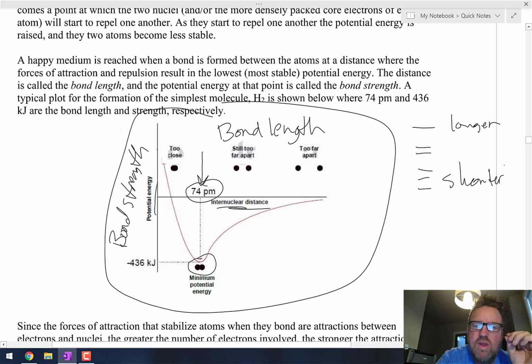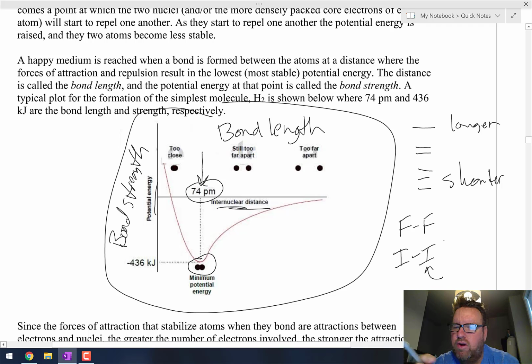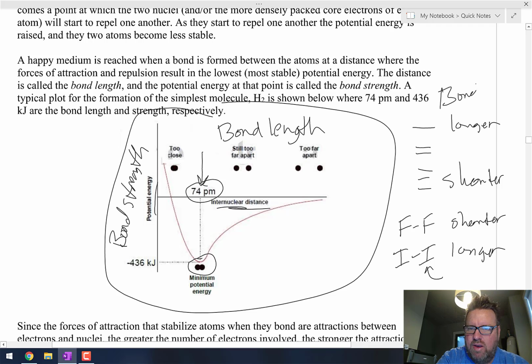What if you have, for example, F2 and I2? Well, an iodine atom is much bigger than a fluorine atom. So the bond length here would be much longer than the bond length here. Again, these are all just about bond lengths. Triple bonds are typically shorter than double, which are shorter than single bonds. The bigger the atom is, the greater that bond length is.